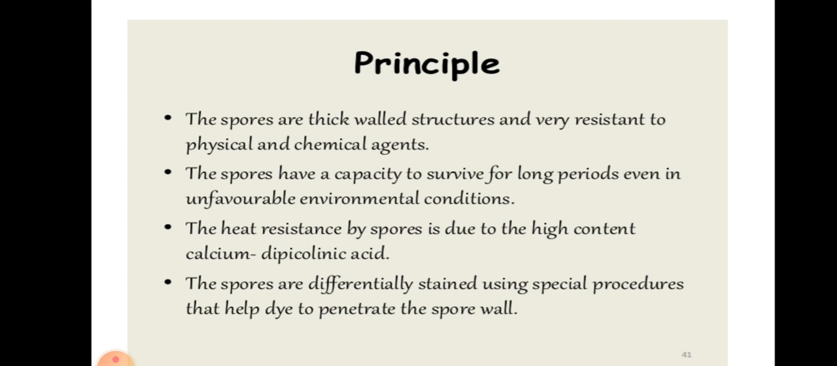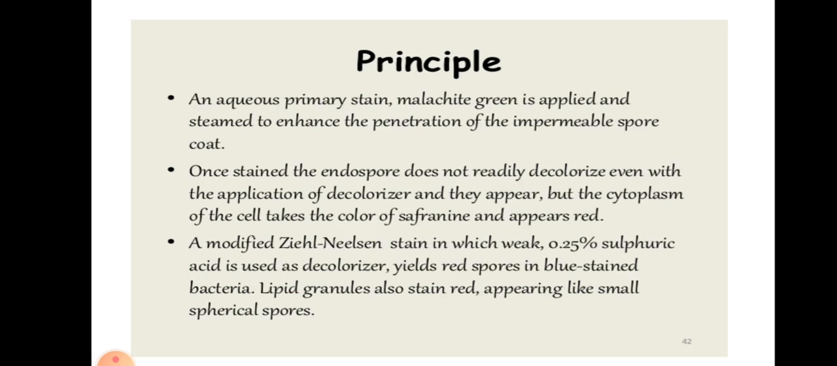The principle behind spore staining is that spores are thick walled structures and very resistant to physical and chemical agents. The spores have a capacity to survive for long periods even in unfavorable environmental conditions. The heat resistance of spores is due to the high content of calcium dipicolinic acid. The spores are differentially stained using special procedures that help dye to penetrate the spore wall.